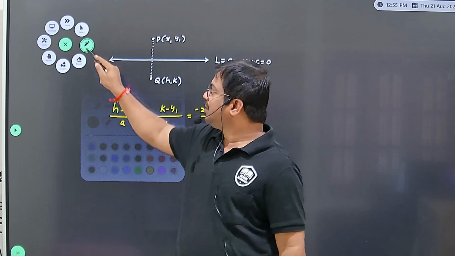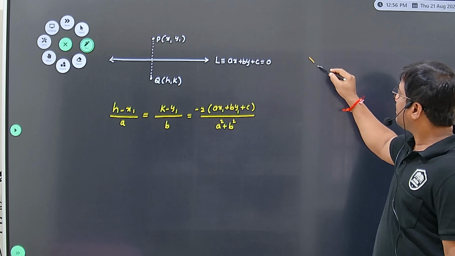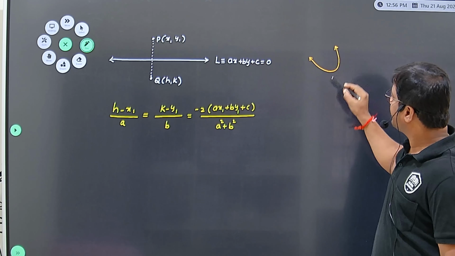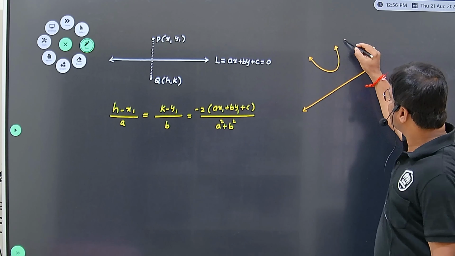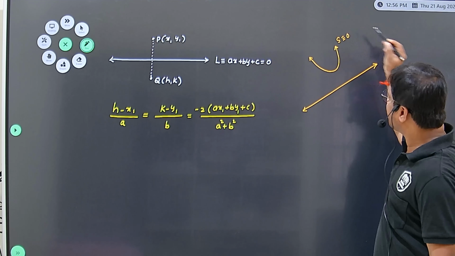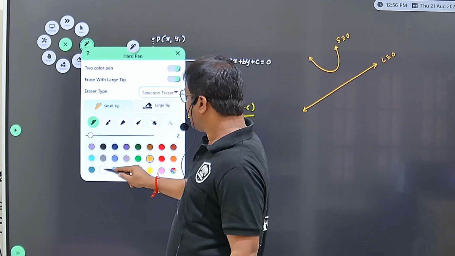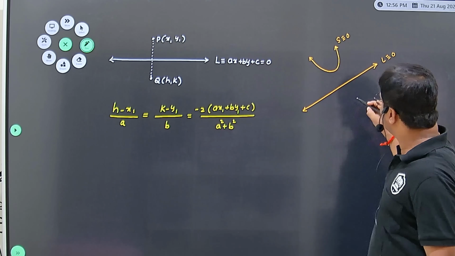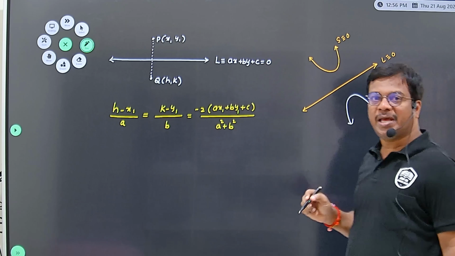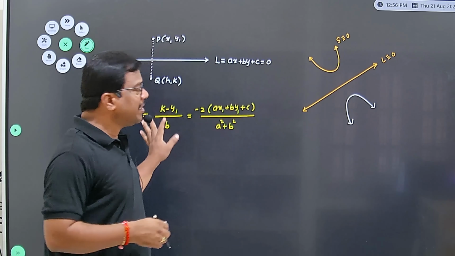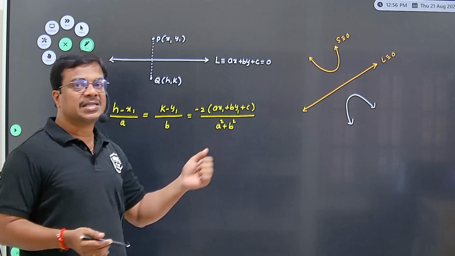Now, instead of a point, suppose there is a curve and we need the image of this curve with respect to a line. Suppose the given curve is S equal to 0 and the given line is L equal to 0. Now let us see how to find the image of this curve with respect to the given line, that we are going to discuss today. With the help of the image theorem, you can find the image curve also. Let us discuss with an example.